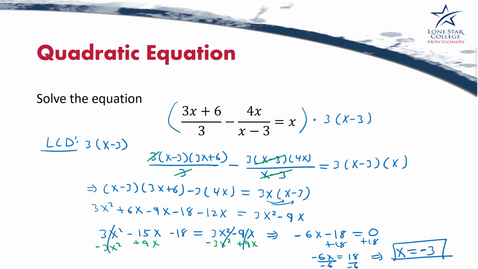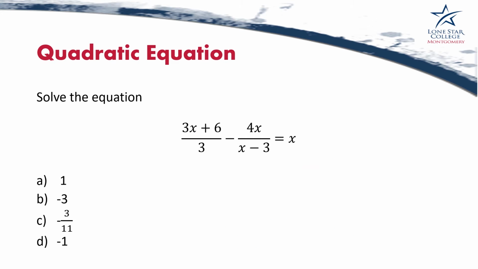So we went from having fractions to clearing the fraction to having a quadratic. In this case, coincidentally, our quadratic goes away because our x squareds go away, and we're left with just a simple linear equation. So the answer is negative 3.